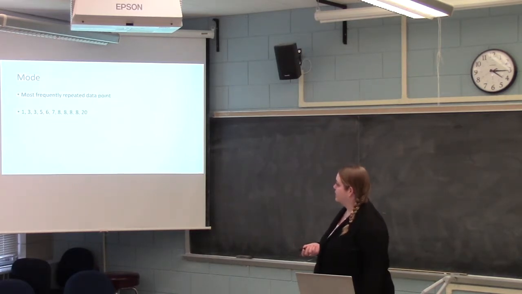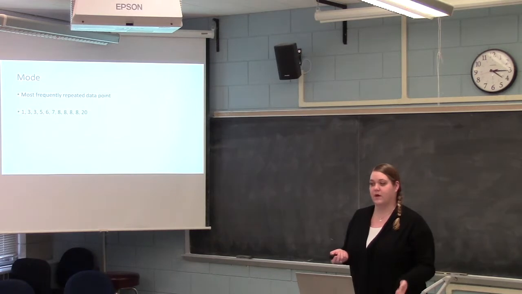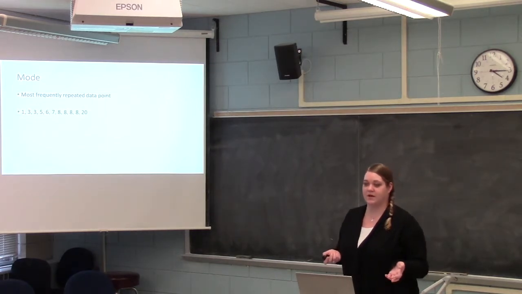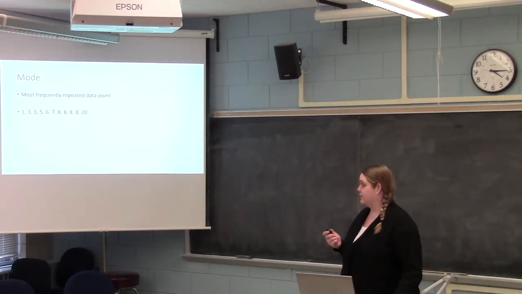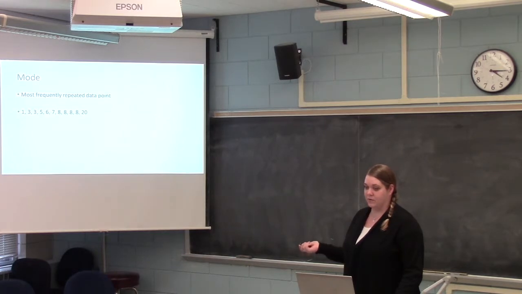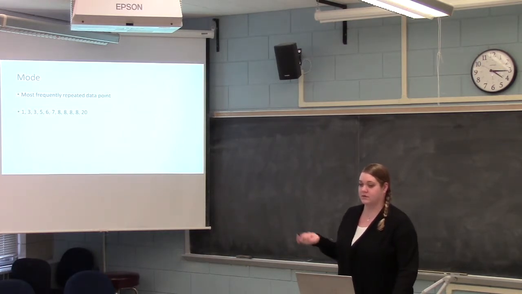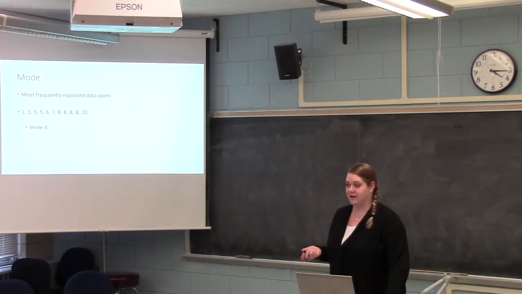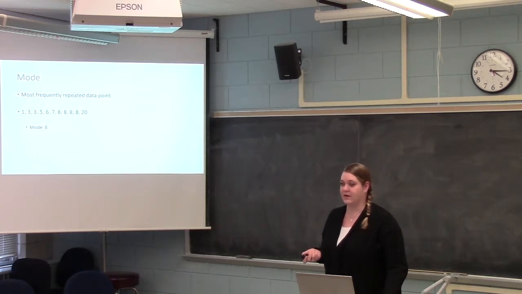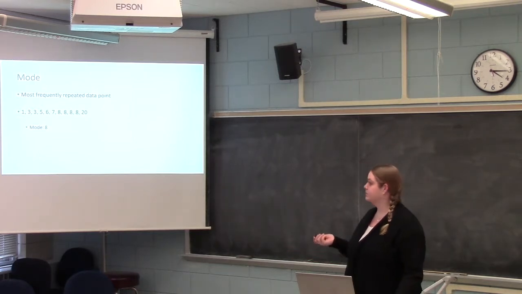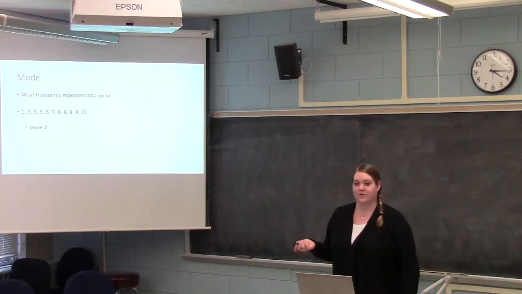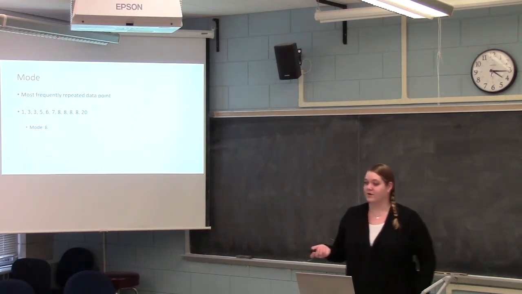Our mode is the most frequent observation that shows up. So with our dollars spent number, our mode will be the one that shows up the most. That happens to be 8. $8 is spent more frequently in that hour than the rest of them. And now Savannah will go through some more details.